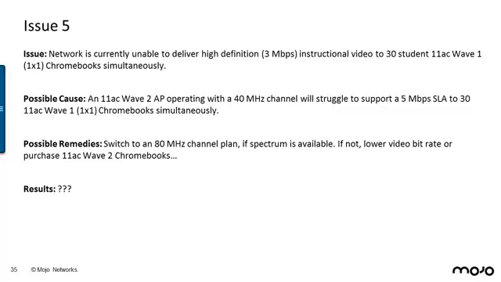5 would be really, really hard. So if you look at this, you might think, well, geez, it's only a 3 meg video. And we got 30 students. What's that? That's an aggregate throughput of 90 megabits per second. Surely I can support 90 megabits per second on a 40 megahertz channel with 11AC. Yeah, aggregate throughput you could, right?